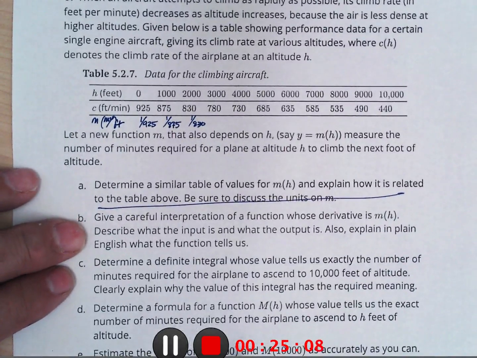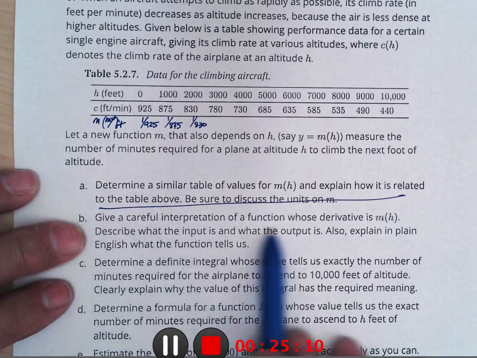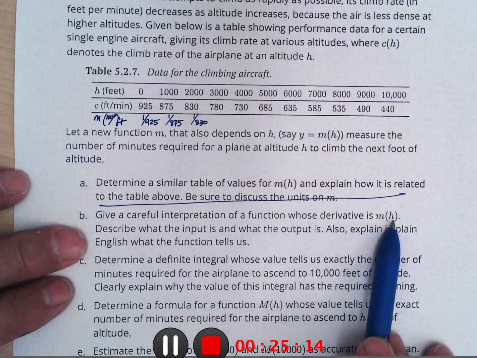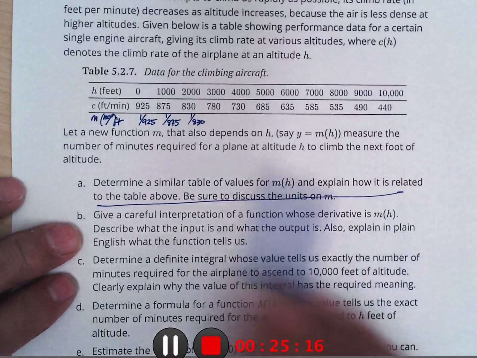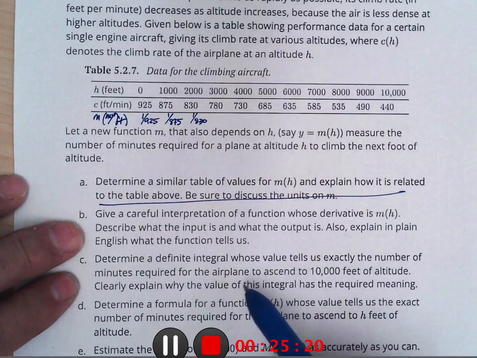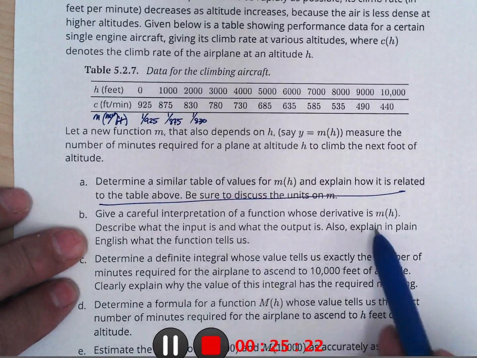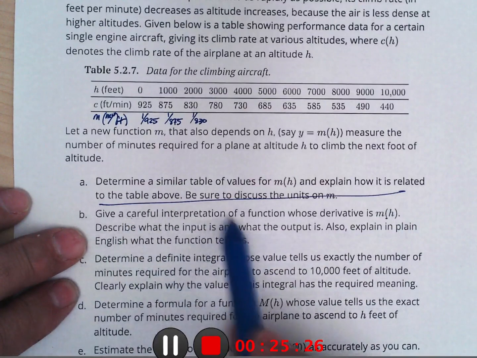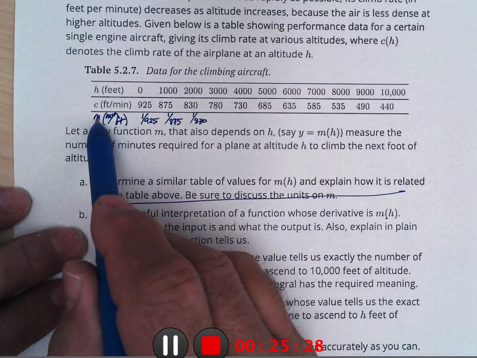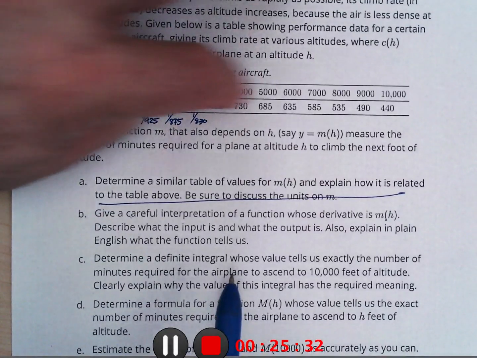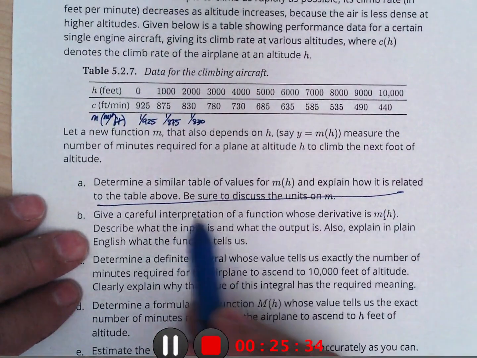Give a careful interpretation of the function whose derivative is m of h. So if m of h is how many minutes per foot, then if it's the derivative, the antiderivative would be the cumulative minutes, the total minutes to climb to those heights. That's what the careful interpretation would be.